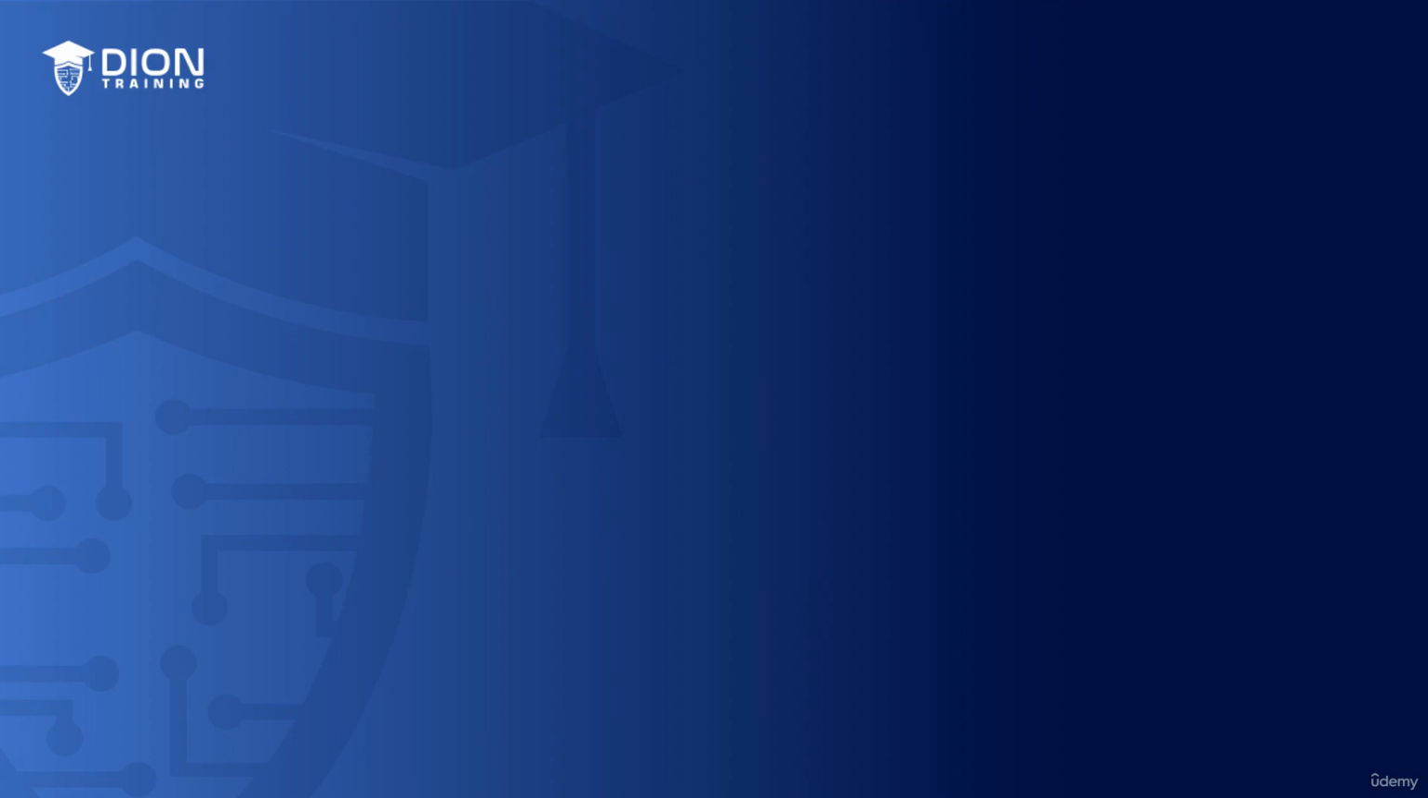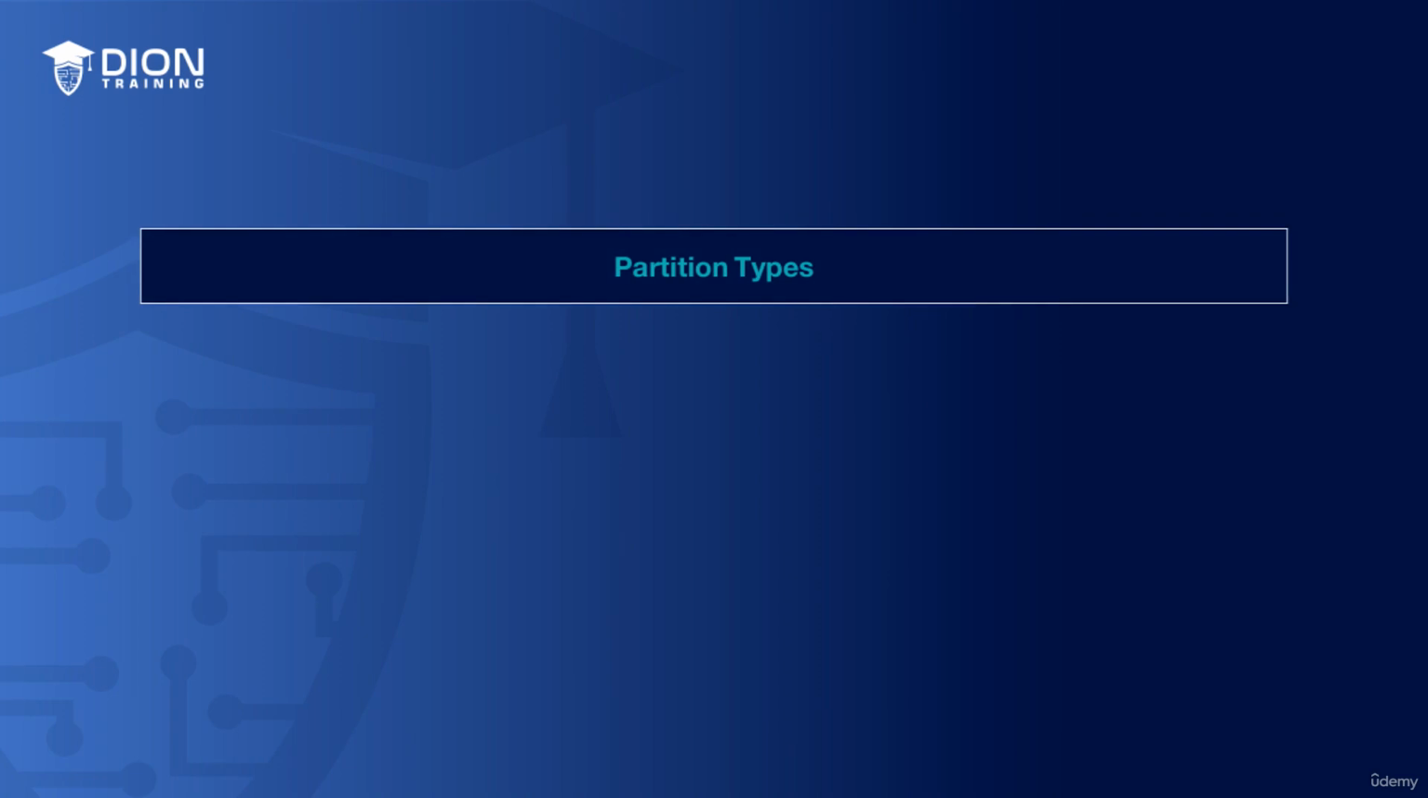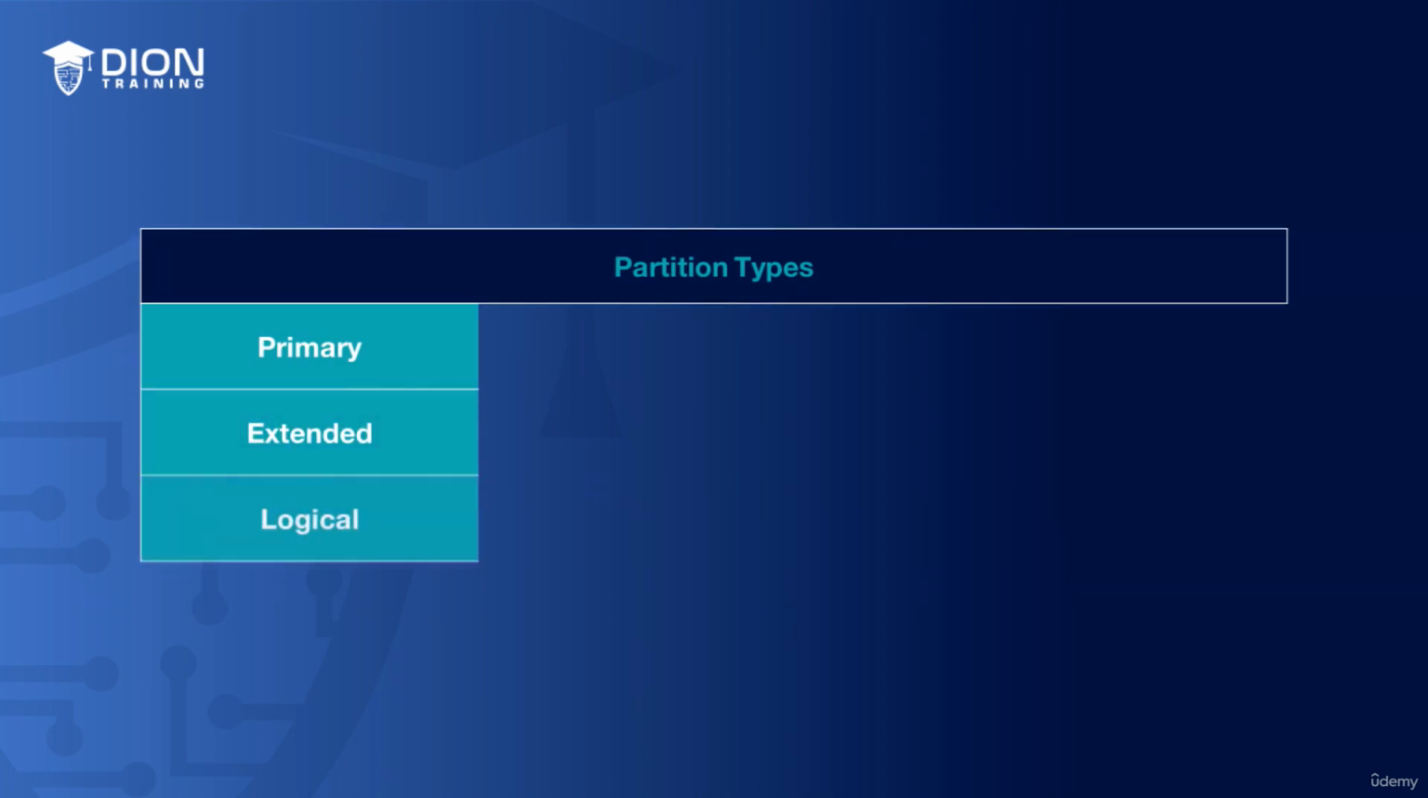Now, the first task in managing storage is to partition a storage device and format the partition with one of these file systems. This will make the section of the device available for reading and writing of the data once you've formatted it. Now, when I use the term partition, this simply means it's a section of the storage drive that is logically acting as a separate drive. It enables you to convert a large drive into smaller, more manageable chunks, leading to a better organization of your data. Now, there are three types of partitions you can use, and each one has specific features. We have primary partitions, extended partitions, and logical partitions.